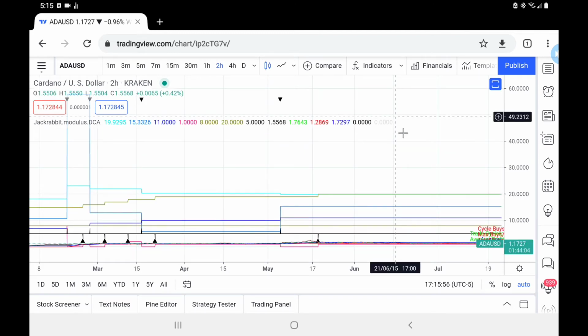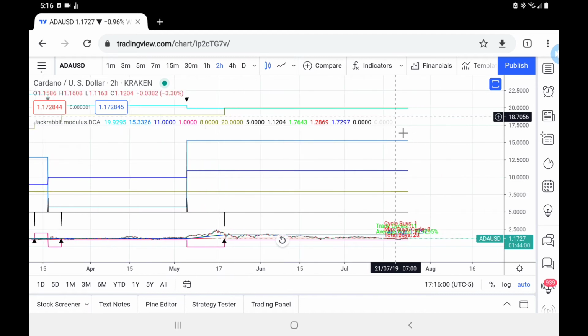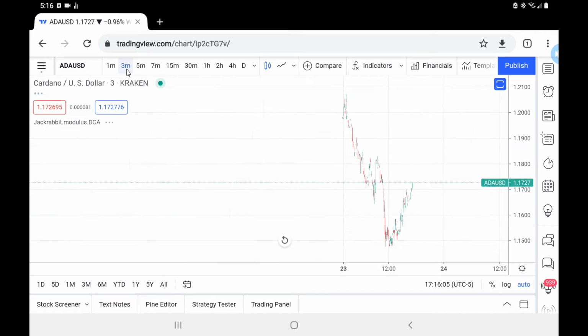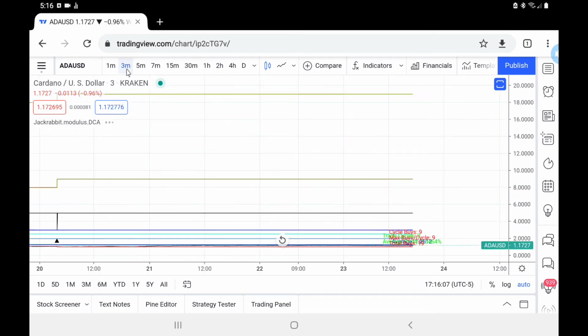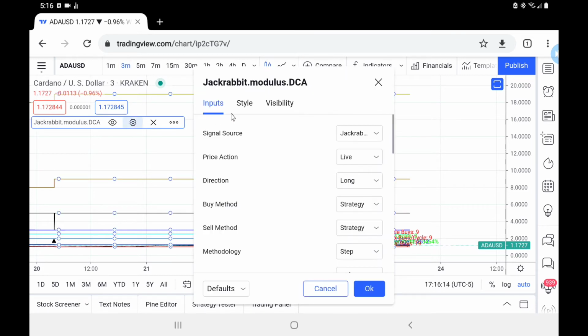Now, let's get this zoomed out. Okay, let's also take this down to a smaller level. Okay, let's reduce the noise.